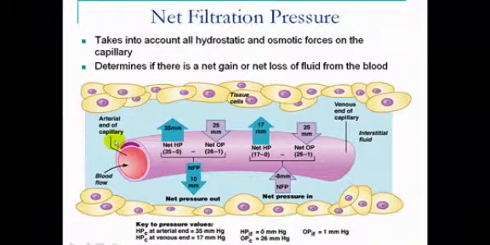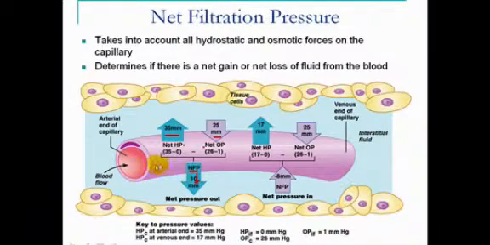So at the arterial end of the capillary, your blood pressure is usually about 35 millimeters of mercury. Okay, so your hydrostatic pressure is 35. Your osmotic pressure is about 25 millimeters of mercury. So who's greater? Well, in this case, at the arterial end of the capillary, your hydrostatic pressure is greater than your osmotic pressure. So what you get is a net filtration pressure of 10. That's the difference. You have a net filtration pressure of about 10 millimeters of mercury, which is going to force fluid out. So fluid's going to move out at the arterial end.